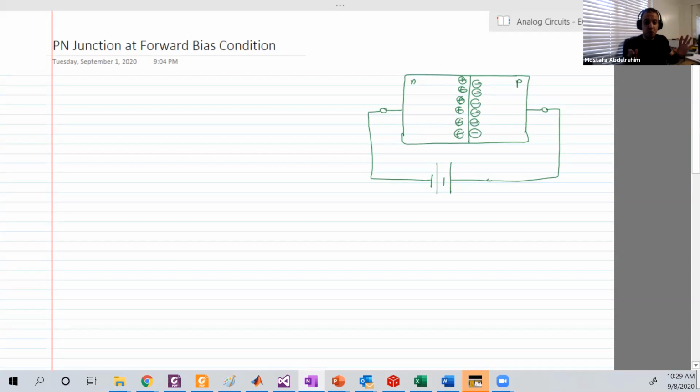Remember that in equilibrium, what makes the current go to zero is this built-in voltage here, which is the built-in potential. Okay. So we need something outside to continue the current flow, which is P to N, the holes in P to continue to go to N, or the electrons in N to continue to go to P. We need something to overcome this built-in potential.